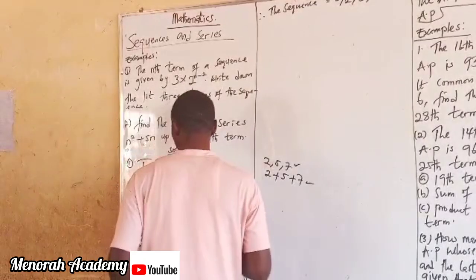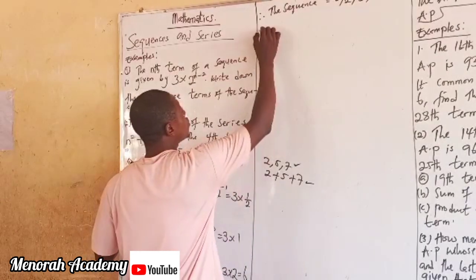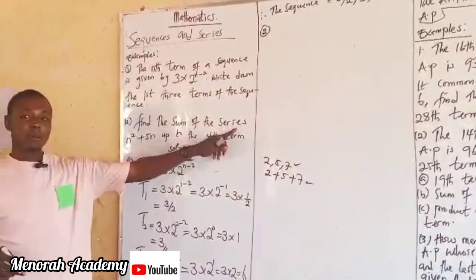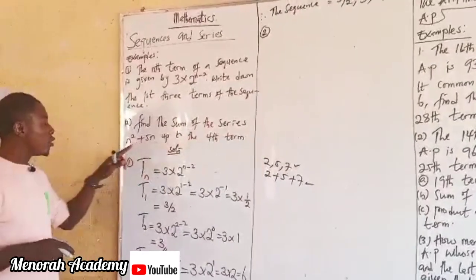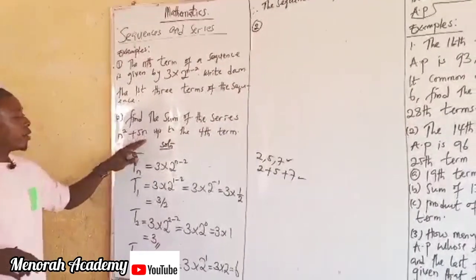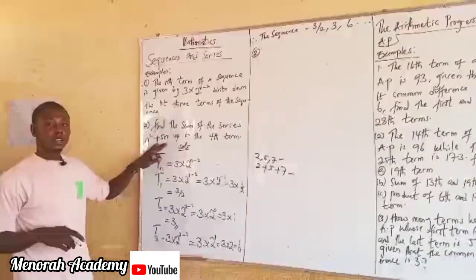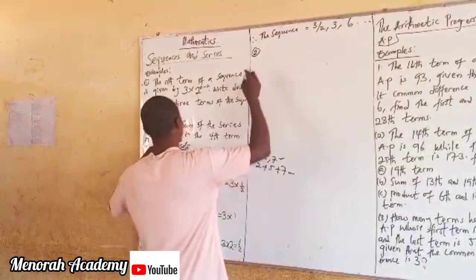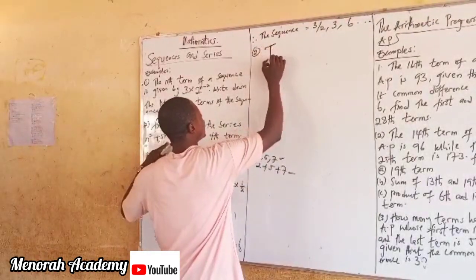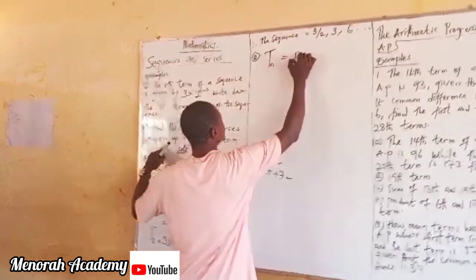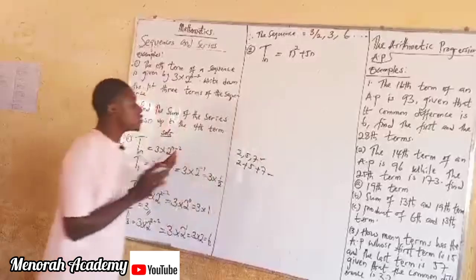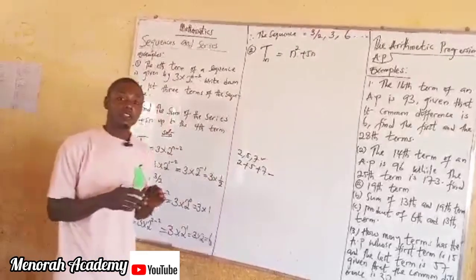All right, so very fast. Number 2, then say find the sum of the series. This time around it is a series of n squared plus 5n up to the 40th term. Up to the what? The 40th term. So now look at this very fast. So here our T of n is given to be n squared plus 5n. That is up to the 40th term. So we are going to solve one after the other.